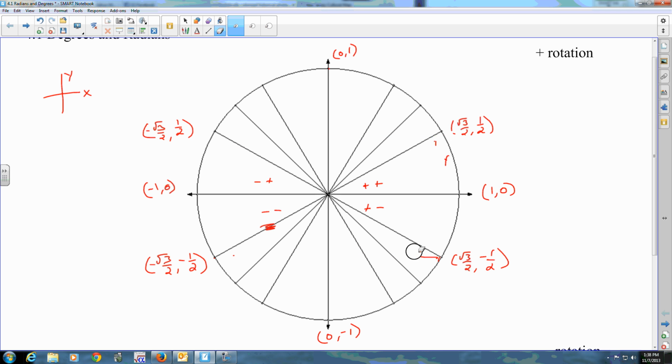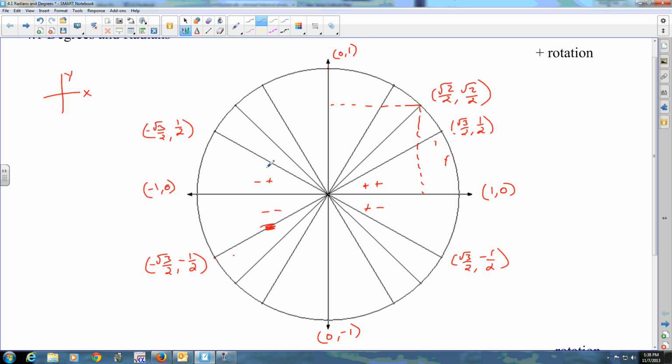Going on for 45 degrees, the coordinate is square root of 2 over 2, square root of 2 over 2. And what you should notice is this distance over your x value is the same as your distance up. That's why the two numbers are the same, meaning the x is the same as the y. They're square root of 2 over 2 and square root of 2 over 2, just the same number.